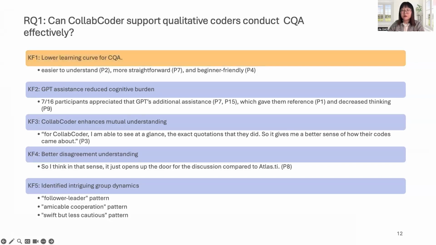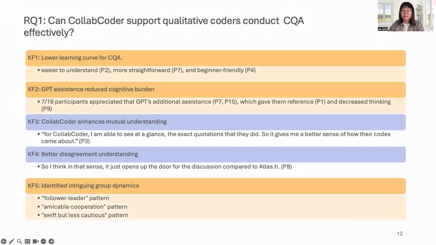Firstly, participants reported a lower learning curve. With CollabCoder, they perceived the system as easier to understand, more straightforward, and beginner-friendly. The GPT-assisted suggestions seemed to reduce their cognitive burden by providing helpful references. Even more interesting, we observed intriguing group dynamics.